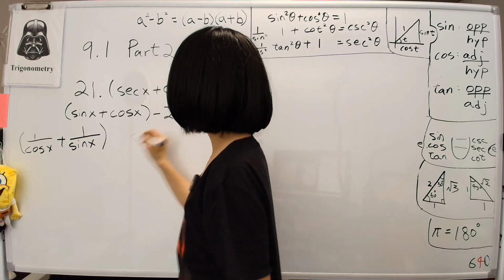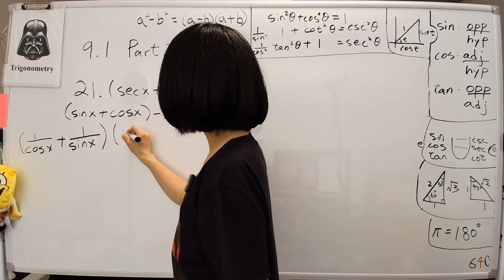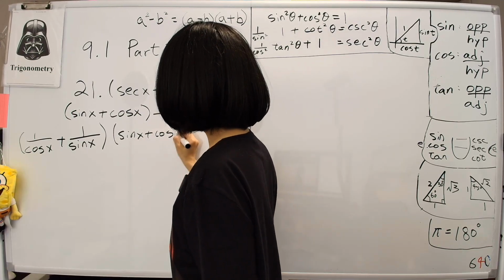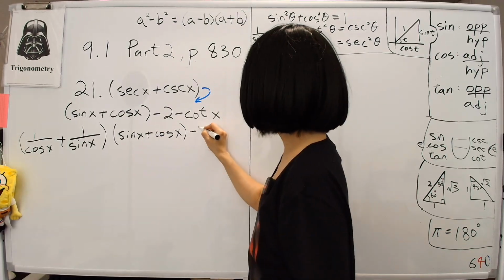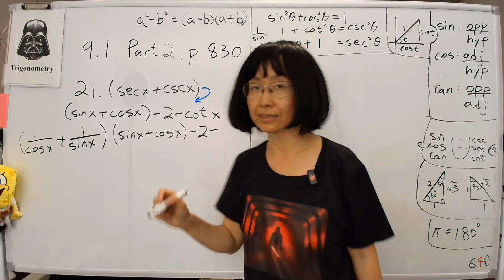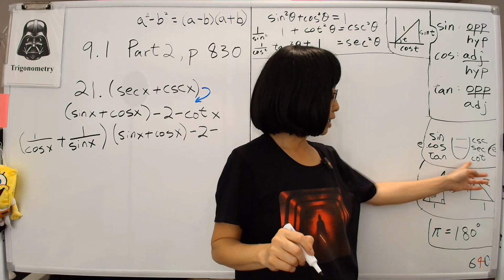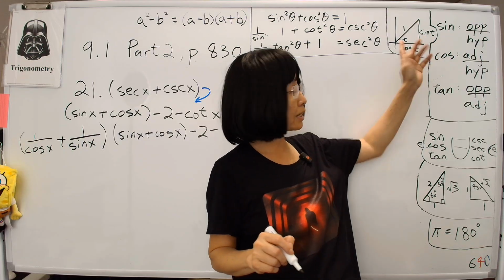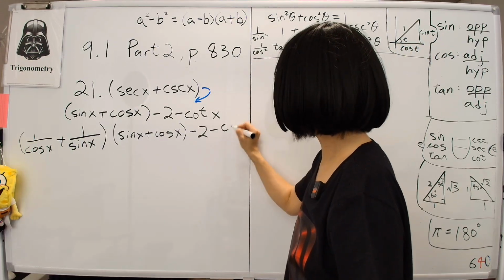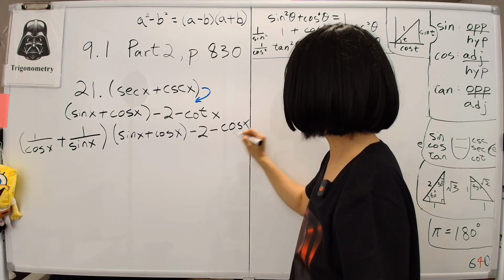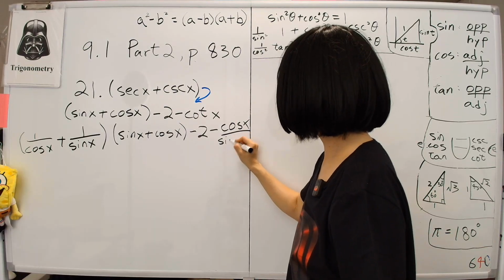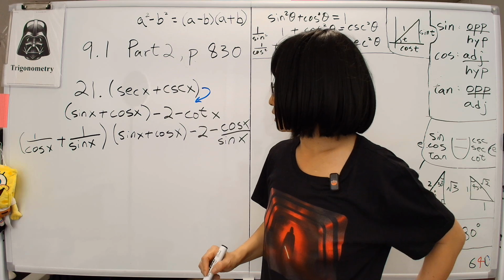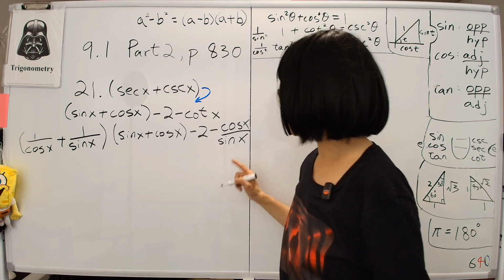That's the first two things, times, this part doesn't change: sine x plus cosine of x, and then minus 2 and minus cotangent. Cotangent is 1 over tangent, and tangent is sine over cosine, so cotangent is cosine over sine. So we have cosine x over sine of x. And the next thing we're going to do is multiply this whole thing out.